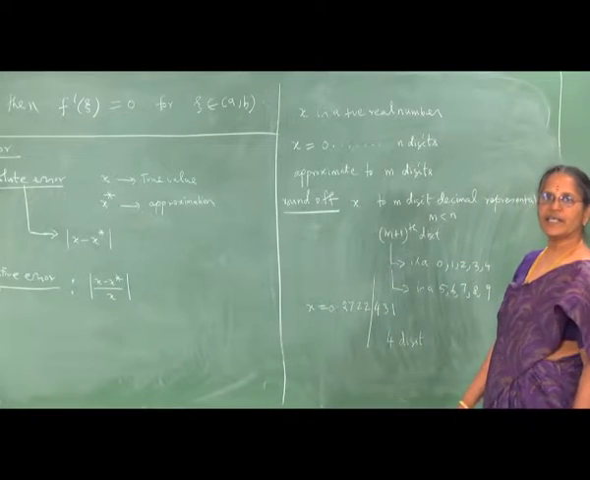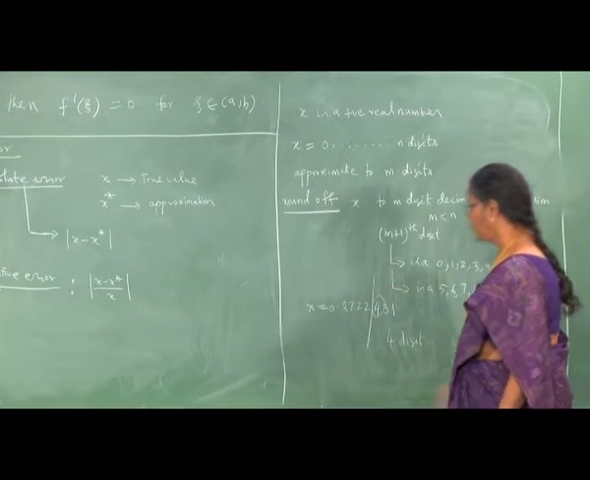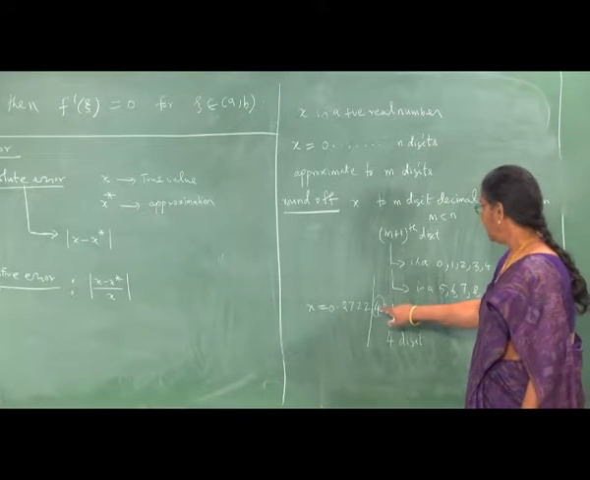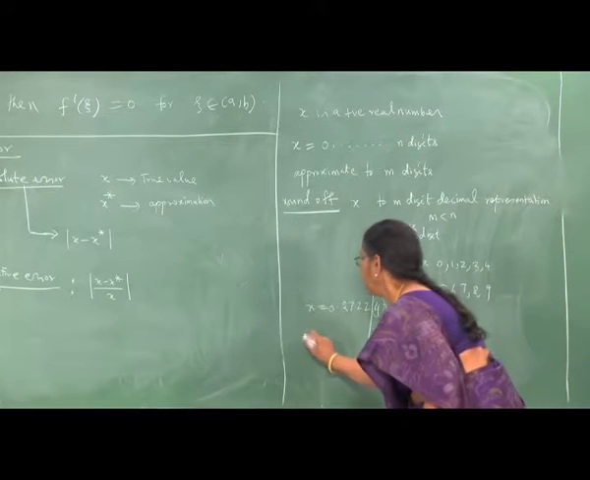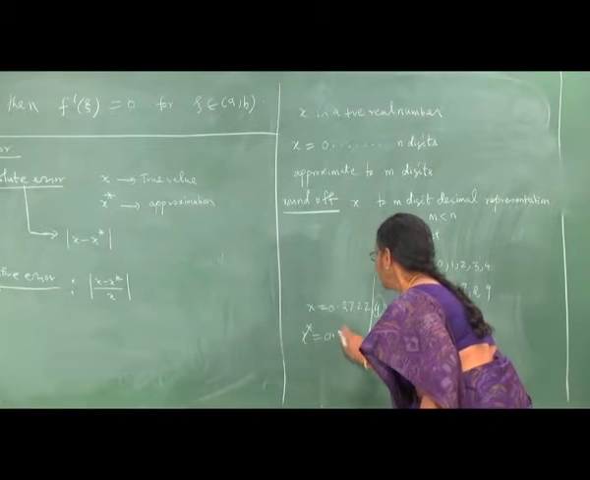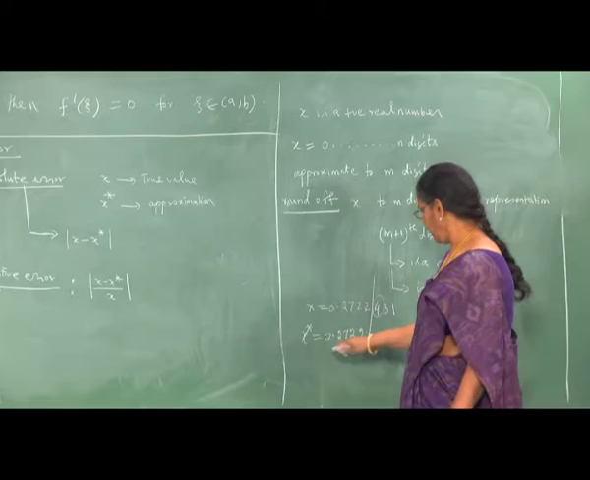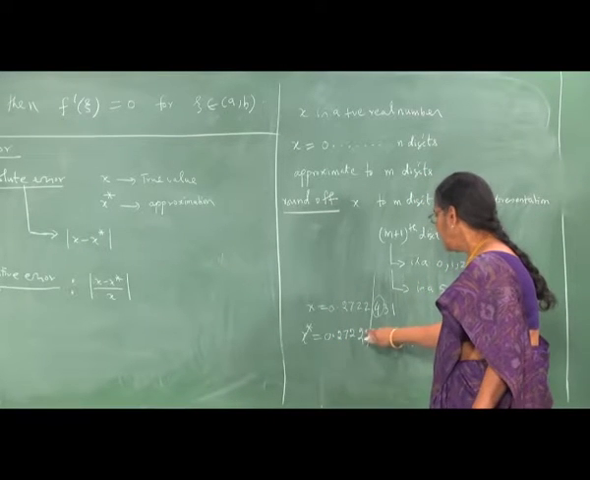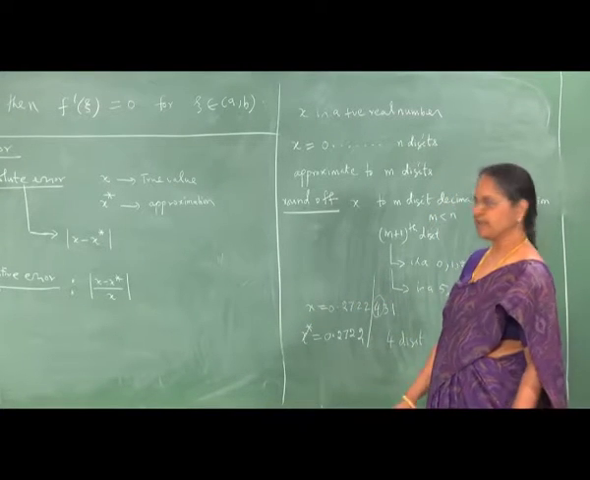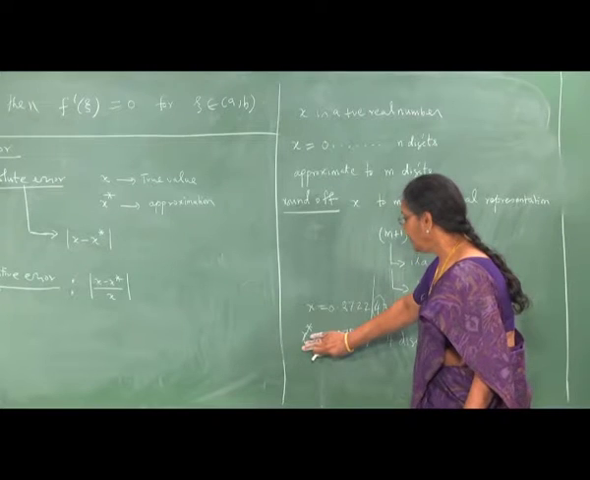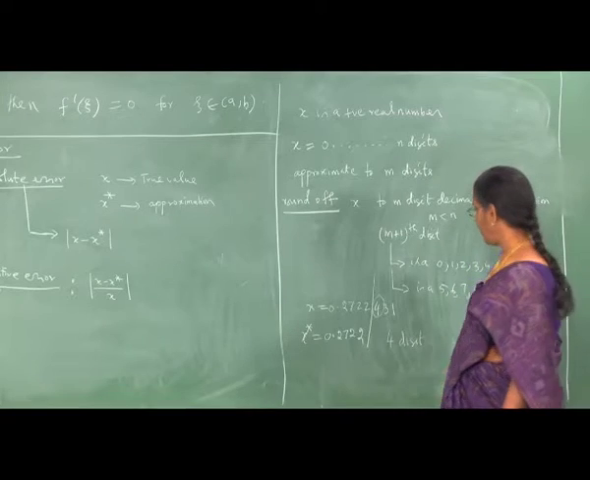Then what do I do? I look at the digits up to 4 digits and look at what the 5th digit is. It is a 4, and therefore, I round off this number as x star by writing down the first 4 digits as they are and discarding the remaining digits in the representation of x. So, this x star is the rounding of x to 4 digit decimal representation.